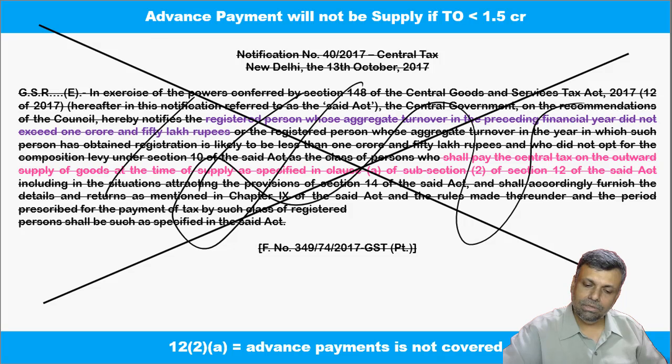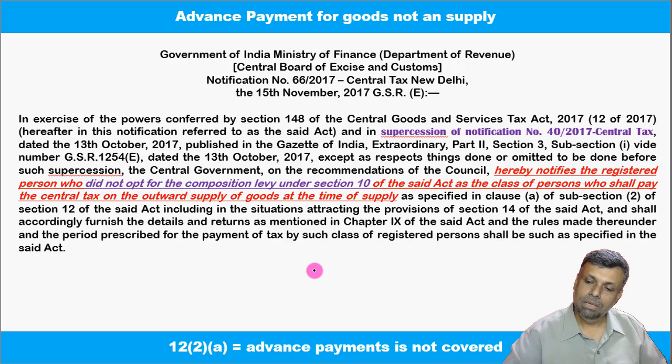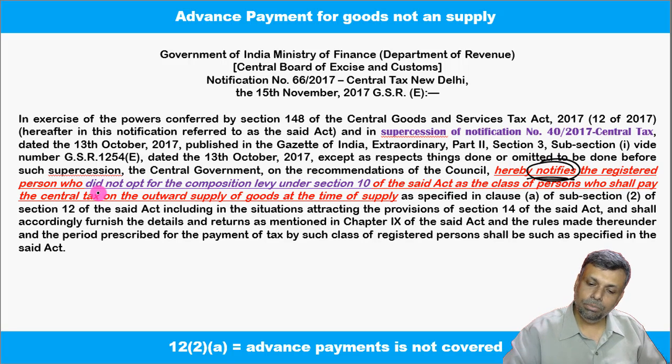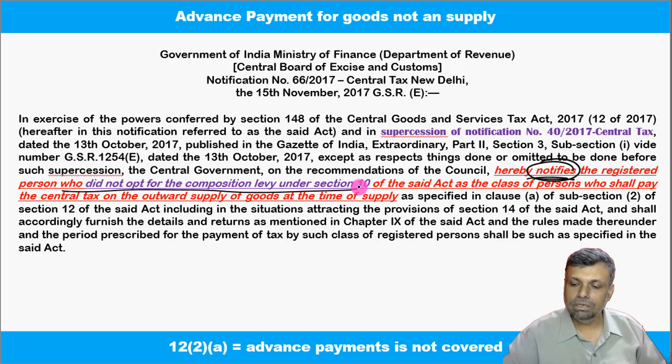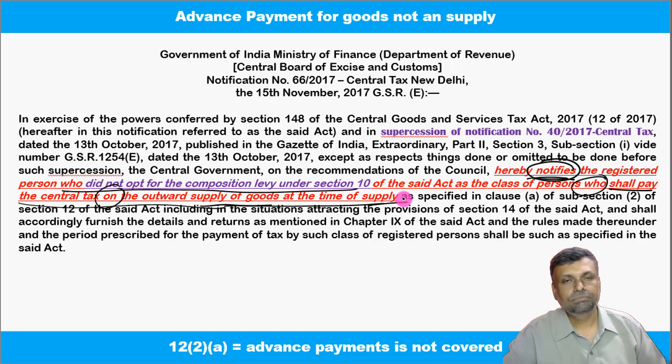Okay. However, instead of that, now they have already brought a new notification. In fact, this is a more friendly notification. That's the only reason I said this particular notification is just the extension of the previous notification. But here you have to understand the basic thing very carefully, that first of all, this particular notification is applicable. See, the government notifies that the registered person who did not opt for the composition levy under this particular act, that is under section 10, and a class of persons who will pay the CGST, of course this is for CGST, so CGST as GST, on the outward supply of goods, at the time of supply. Okay, so you will regard it as a supply.